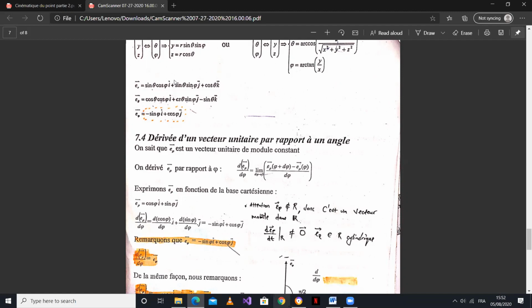So 3 minutes again. We are at 15:52. We have until 15:55 to calculate the expression for the derivative of e_r with respect to phi, de_r/dphi. Let's give it a try. We'll see what it gives us.